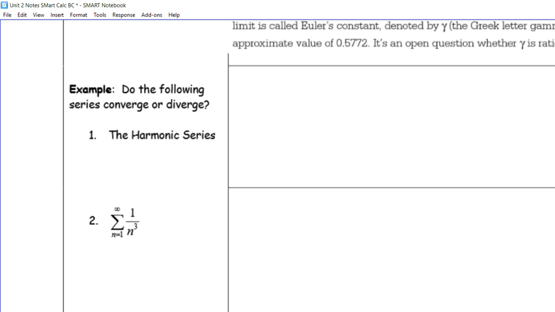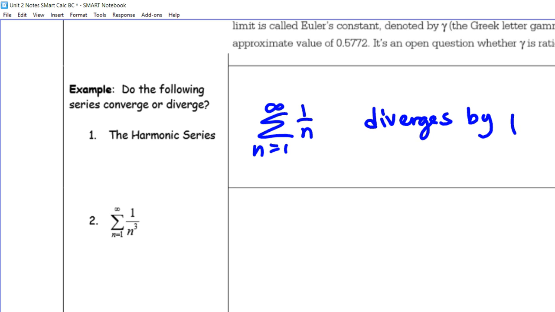Okay, the harmonic series. Diverge. This one diverges by the p series test, because p was equal to 1. Whew, that was a toughie. Tori, what's p here? What's our p value on this one?